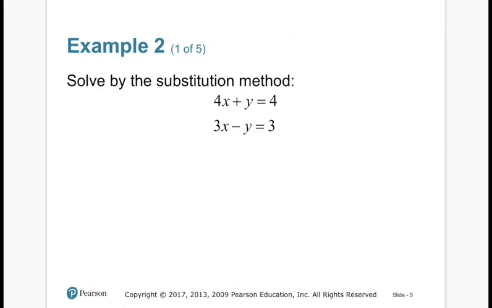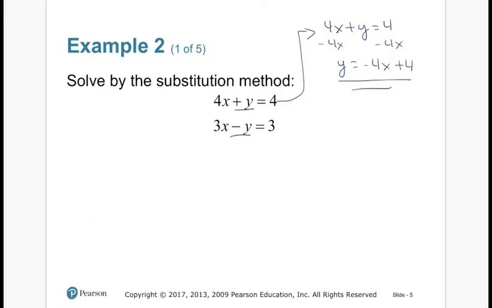So on this one, what should we do? How can we make this easy? Well, let's look at it. This one has a negative y and this one has a positive y. So I'm going to work with this one because this will leave my y as a positive, so I don't have to mess with anything else. So I have 4x plus y is equal to 4. Minus 4x to both sides. So I have that y is equal to negative 4x plus 4. That's my equation. I'm going to use this one and substitute it into that.